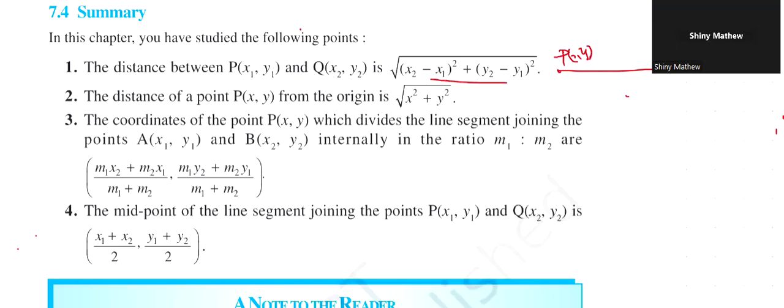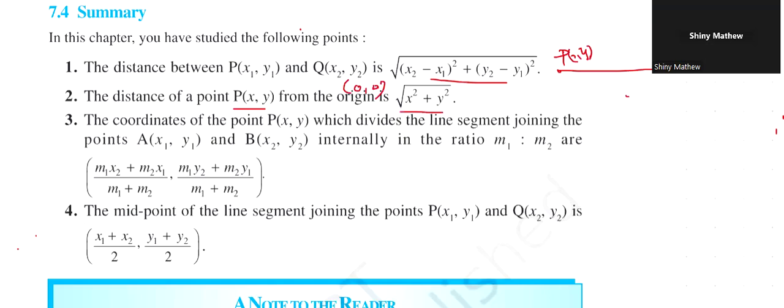Then the second formula, the distance of a point P(x, y) from origin. Okay. Origin means the coordinate is (0, 0). So the distance between P(x, y) and (0, 0), that is square root of x square plus y square. Here x1, y1 became 0, 0. So we can see the formula is square root of x square plus y square.